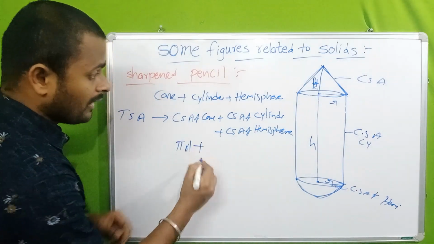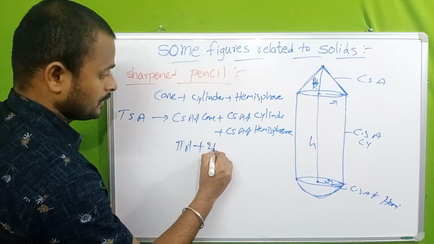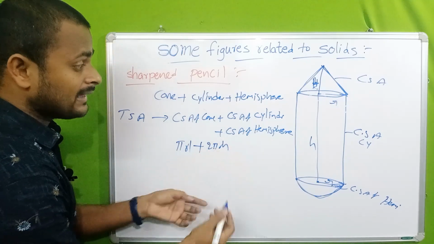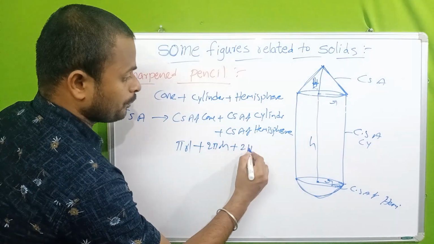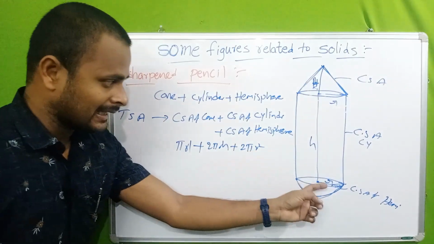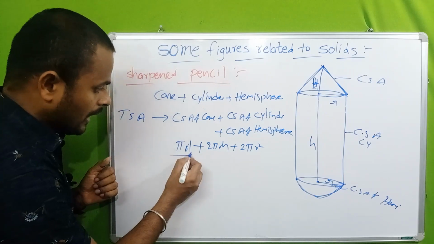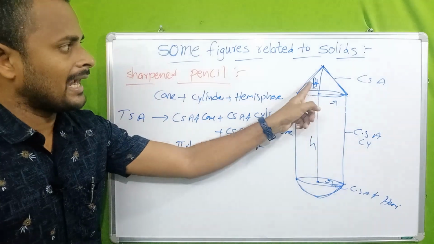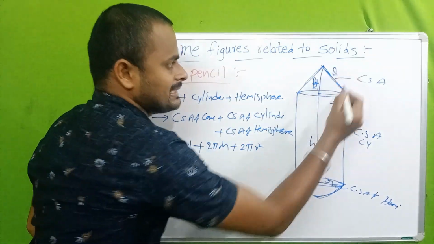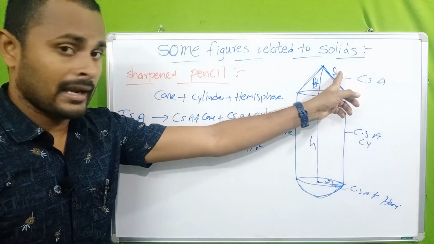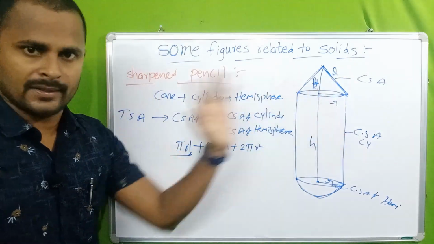What is the CSA of cone? Pi RL. And what is the CSA of cylinder? 2 pi RH. And what is the CSA of hemisphere? 2 pi R square. Here R is the radius. This is common to the total object, and you have to find the L. When you know radius and height, you can find slant height very easily. According to the Pythagoras theorem, L is equal to root under h square plus R square.